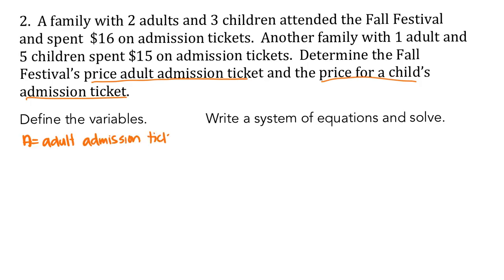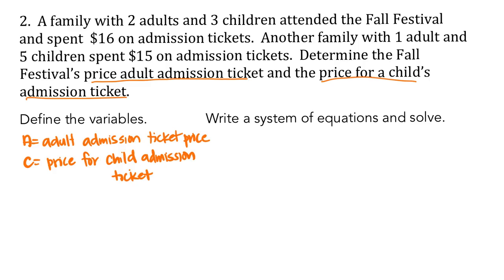And you do have to write this so I know if your equation's right and so you know what you're solving for. What was the other one? C. Price for a child admission ticket. Okay, now I will go back and read for some equations.